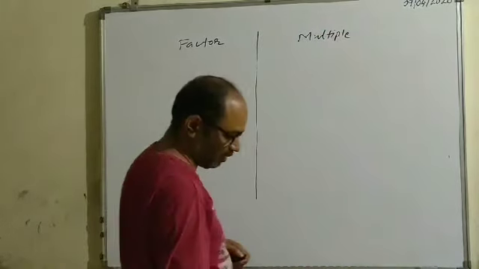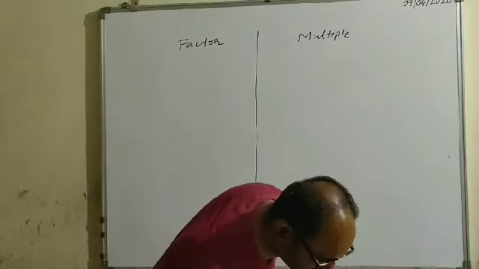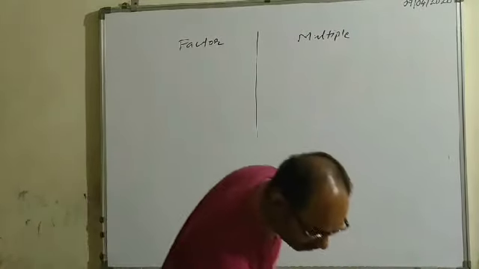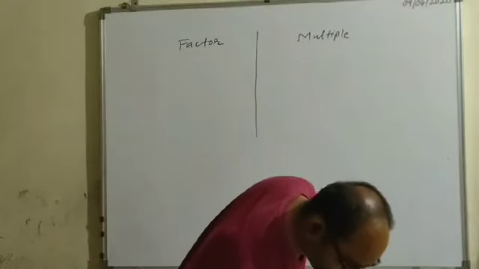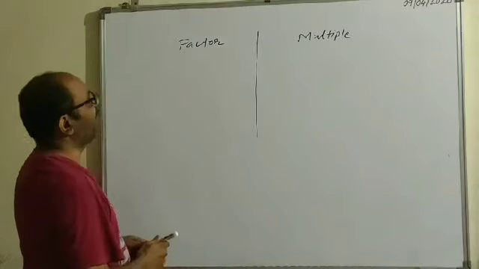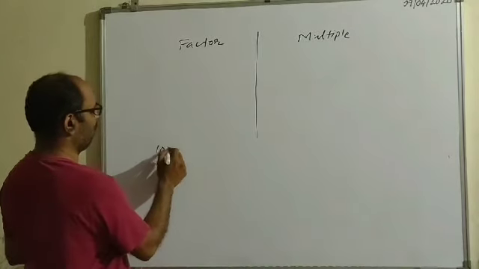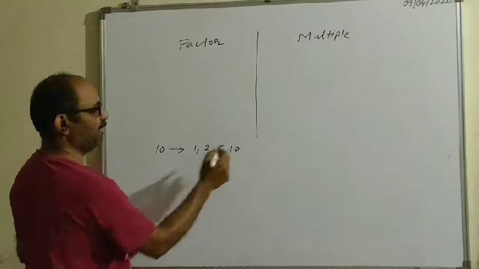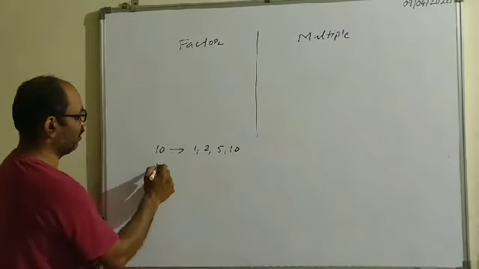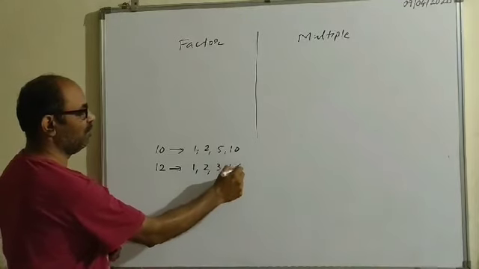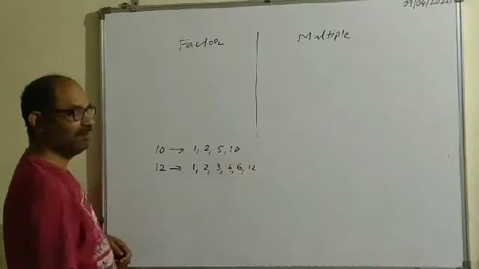Let's try to understand the difference between factor and multiple. Let's take factor. What is the factor of 10? 1, 2, 5, 10. Factors of 12: 1, 2, 3, 4, 6 and 12.